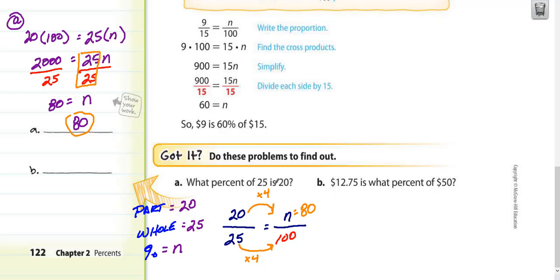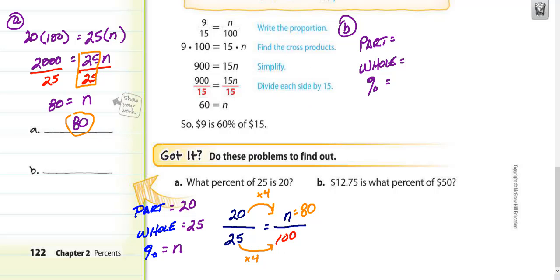Okay, go ahead, do B, and you're going to start B the very same way. Let's do B right here. Here's problem B. You're going to identify the part, the whole, and the percent. You're going to label each of those from problem B. So go ahead and do that, and then solve it. Turn the video back on, and we'll go over it together.